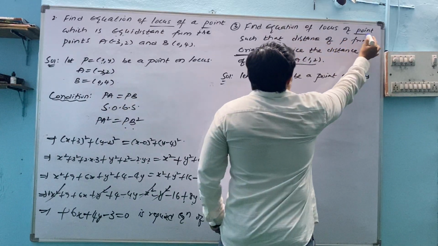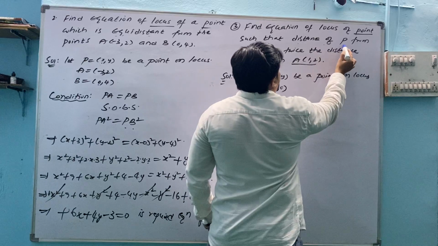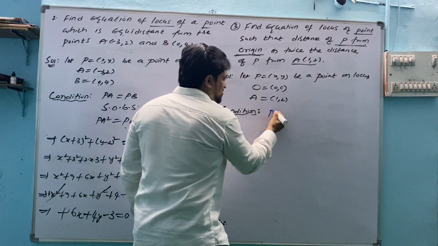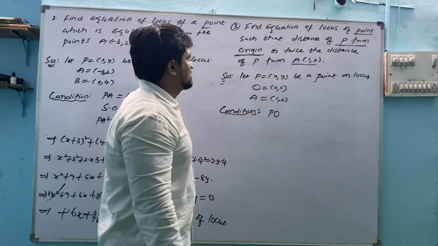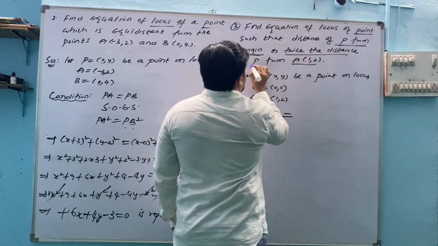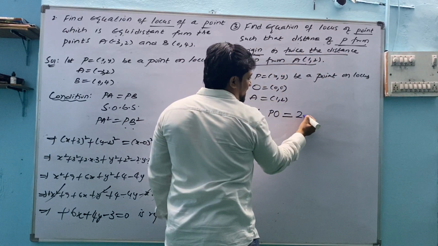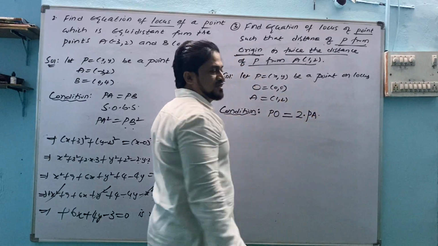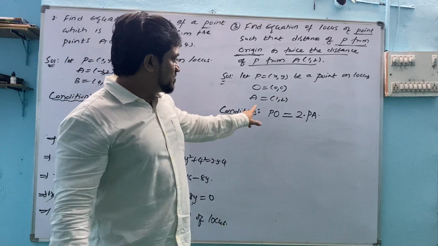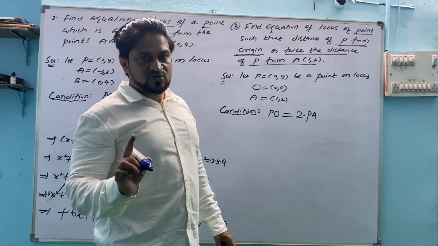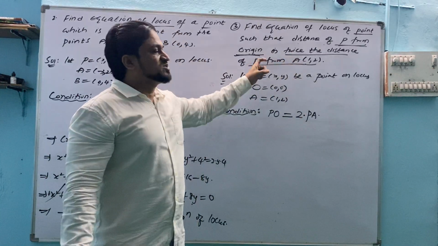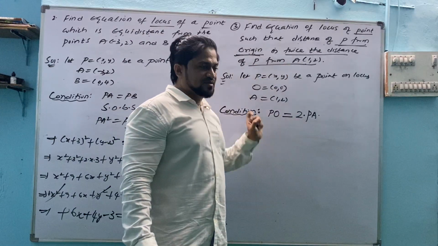Locus of a point such that the distance of P from origin is equal to twice the distance of P from A. Twice means 2 times. Distance of P from origin: P and origin are there, so we take PO, is equal to. Twice is mentioned. Twice means 2, thrice means 3. In that way, distance of P from A means PA.